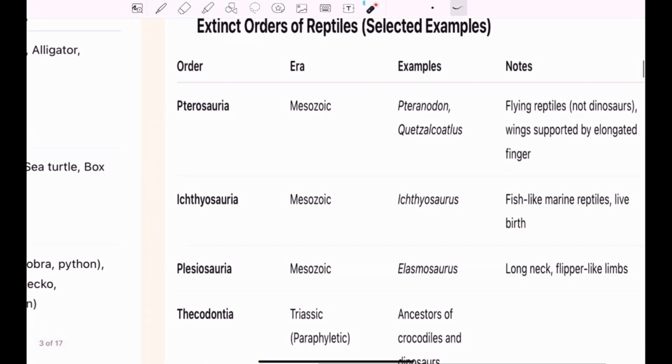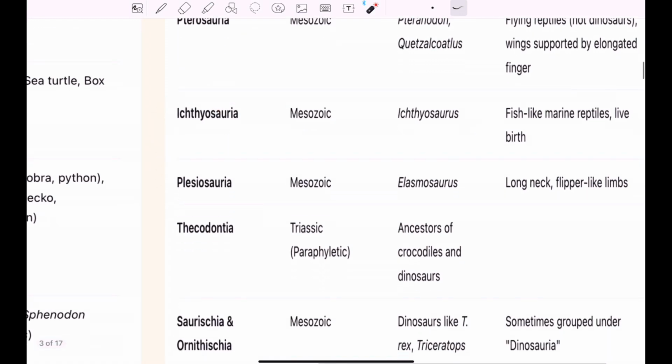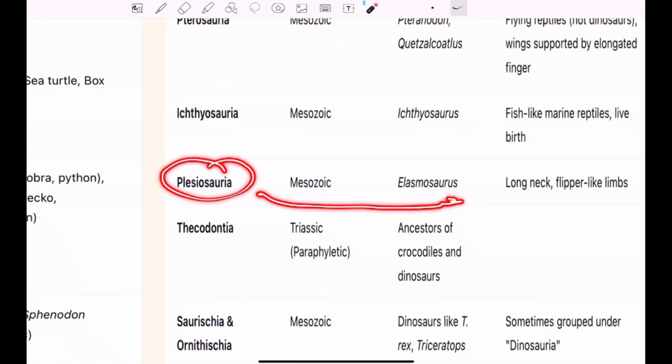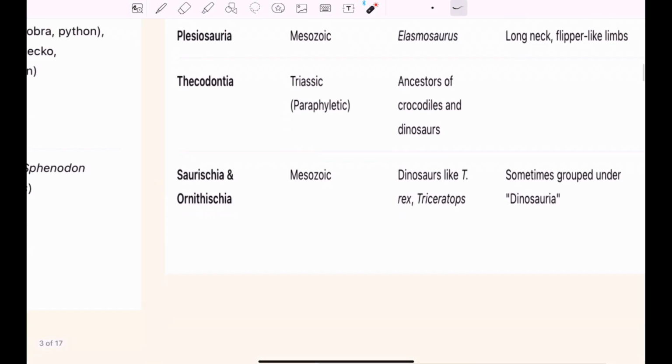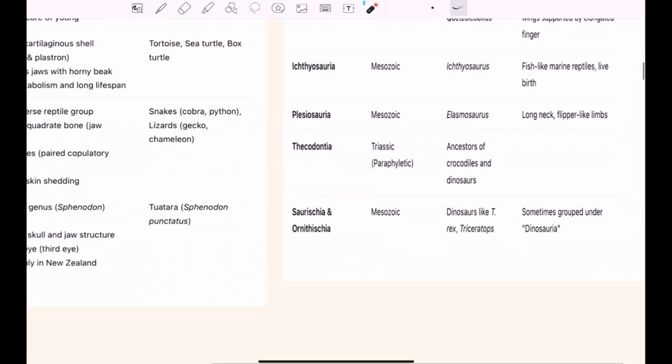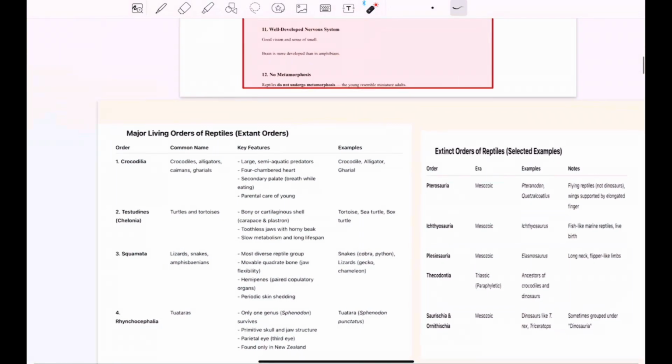There are certain extinct orders of reptiles too, like Pterosauria, which include the flying reptiles, and Ichthyosauria, the fish-like marine reptiles. Plesiosauria, which include the Elasmosaurus, have a long neck with paddle-like limbs. Then Thecodontia, they include the ancestors of the crocodiles and dinosaurs. Then we have Saurischia and Ornithischia. The Saurischia are the lizard-hipped dinosaurs, and Ornithischia are the bird-hipped dinosaurs. These are the dinosaurs, and these are extinct. So these are various orders.